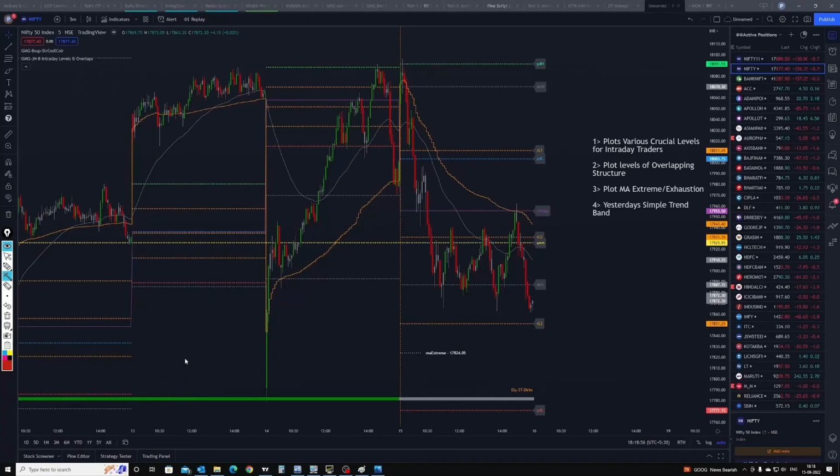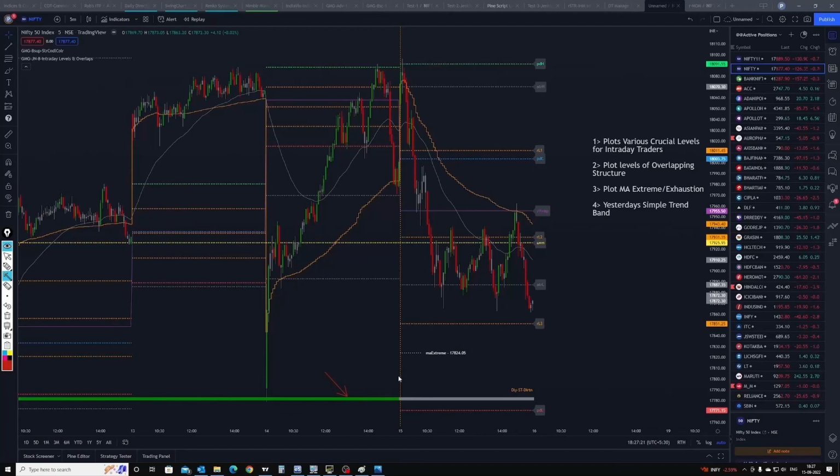The last thing to discuss about this tool is yesterday's simple trend band. The band at the bottom of the chart which you are now seeing is the simple trend band. This band simply tells us what the trend of the previous day was. So putting it all together, how do you trade this indicator? The first thing you'll do is look at this band. If the band is green, you look for a buying trade. If it is red, you look for a sell trade.